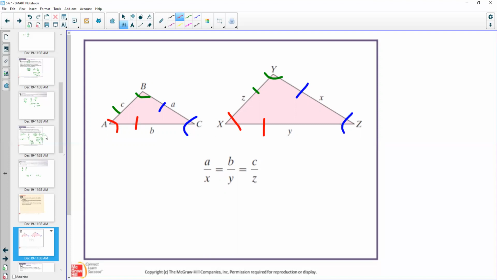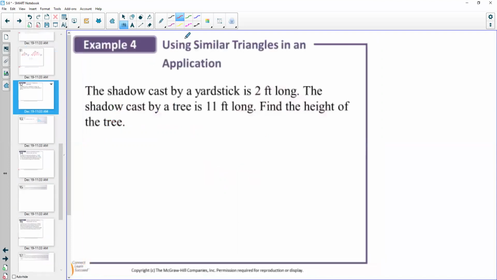Okay, so now let's use something like that to help us. A shadow cast by a yardstick is 2 feet long. So let's think about it. We have a yardstick in the ground and it casts a shadow that's 2 feet. We already have a problem though. This is a yardstick and this is in feet. How many feet are in a yard? If you don't know the answer right away, go figure it out. Okay, so there's 3 feet in a yard. So that's 3 feet.